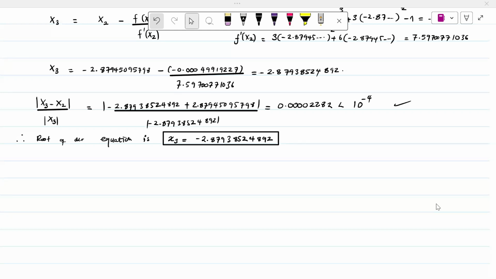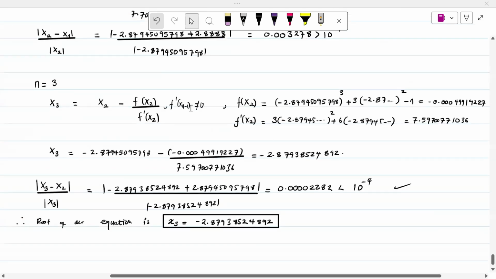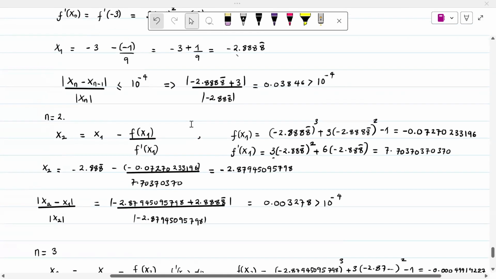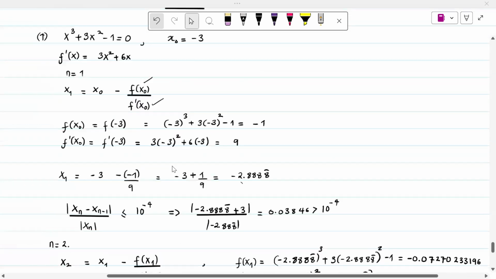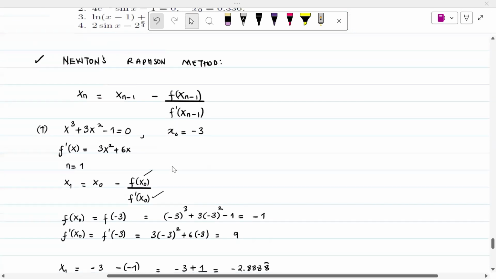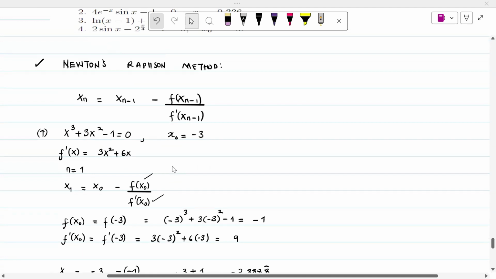Okay, so in the previous session, we looked at Newton's Raphson method to solve this problem here. In this video, we're going to look at the second method, which is a modified Newton's Raphson method. So every time we hear a second method, just know that we're dealing with a modified Newton's Raphson method.